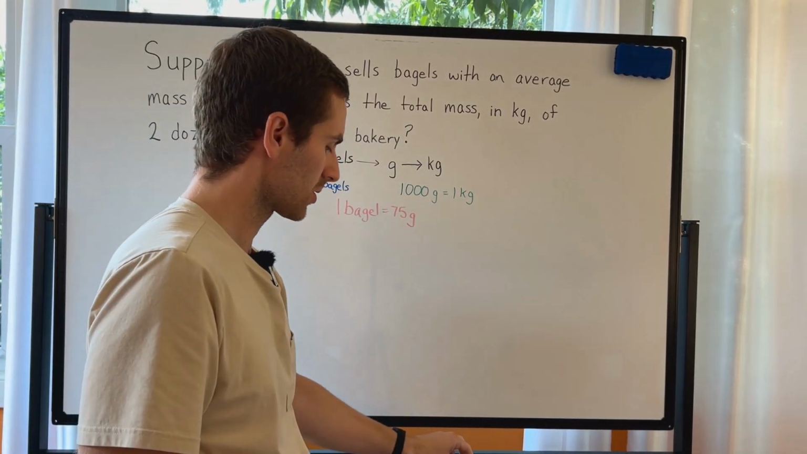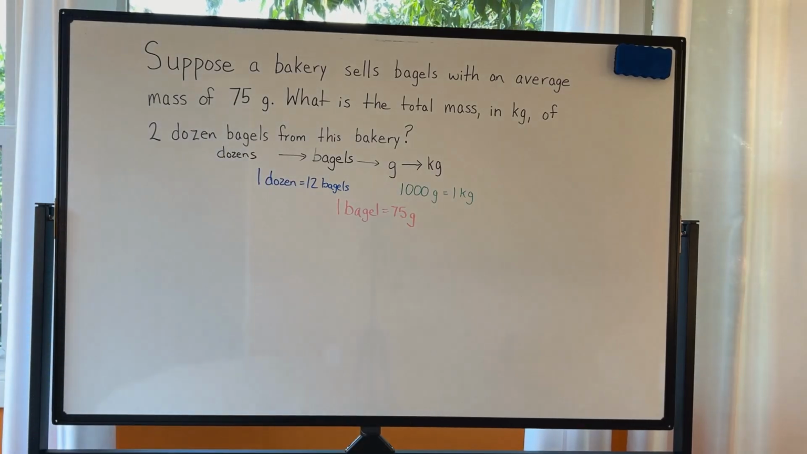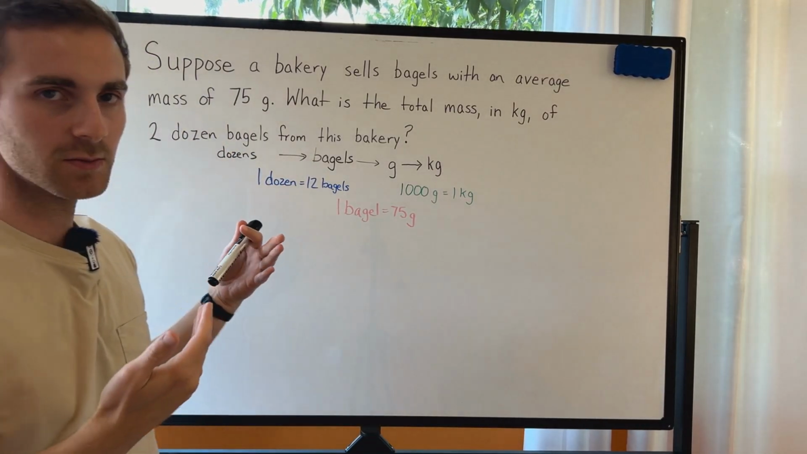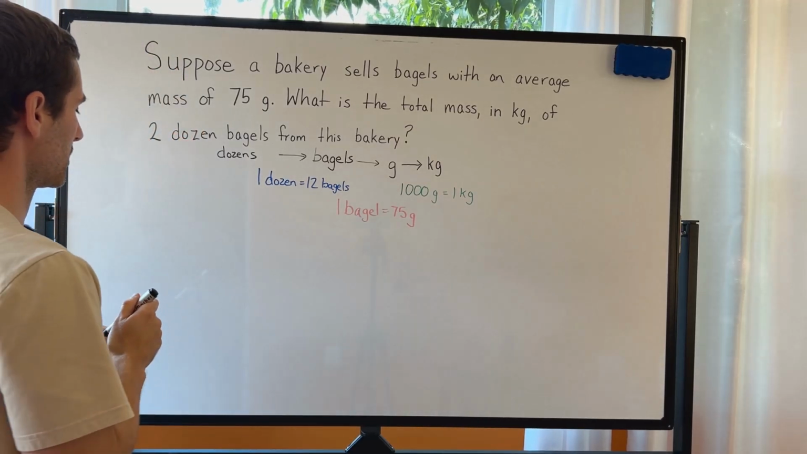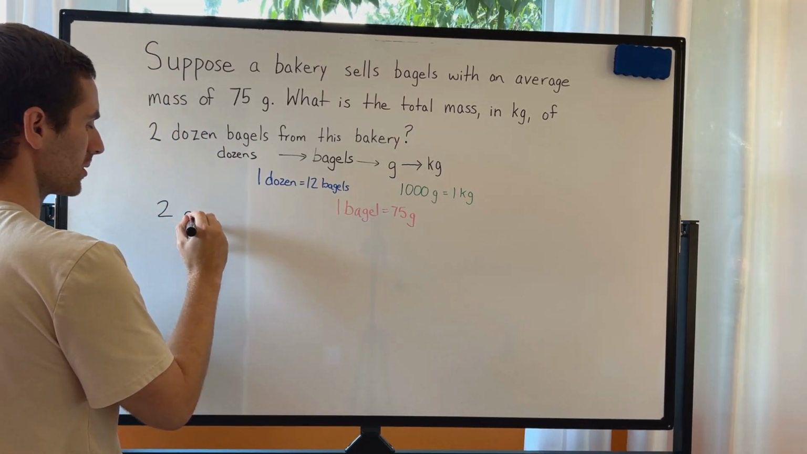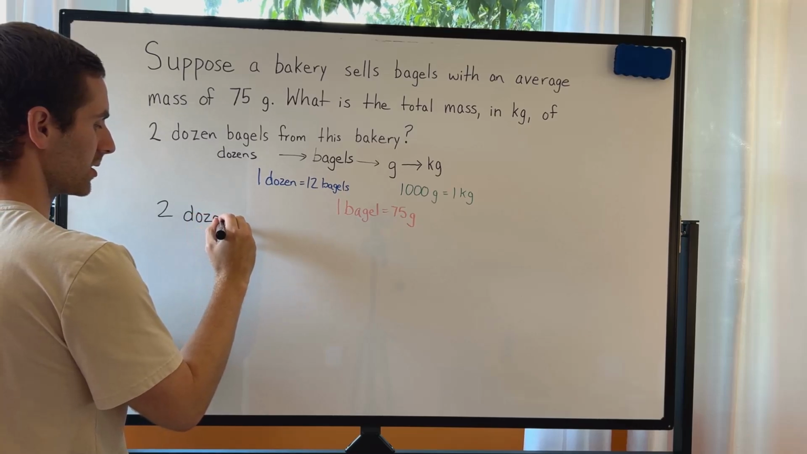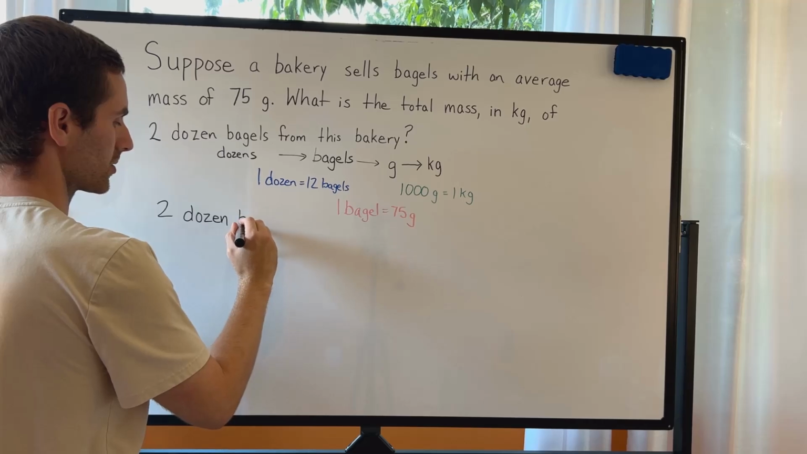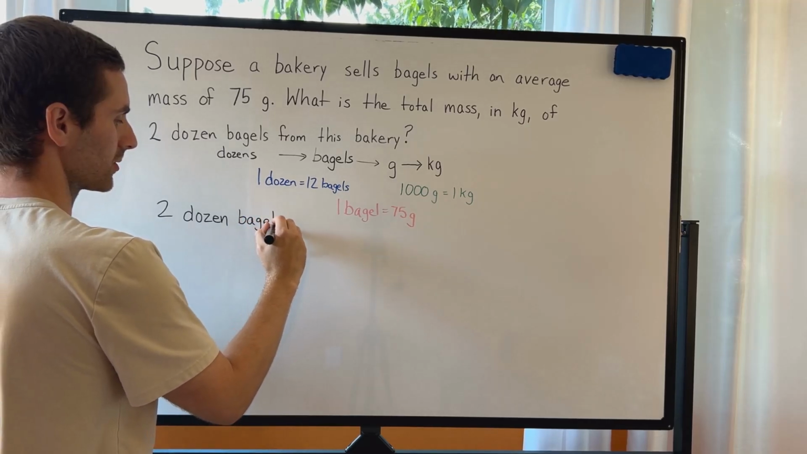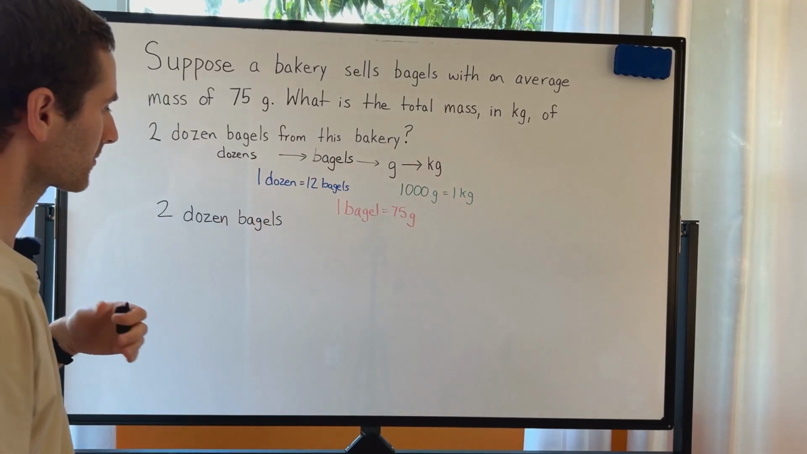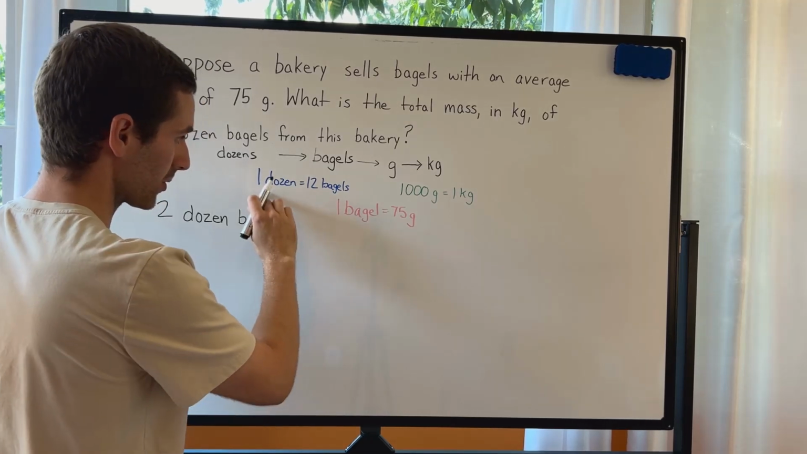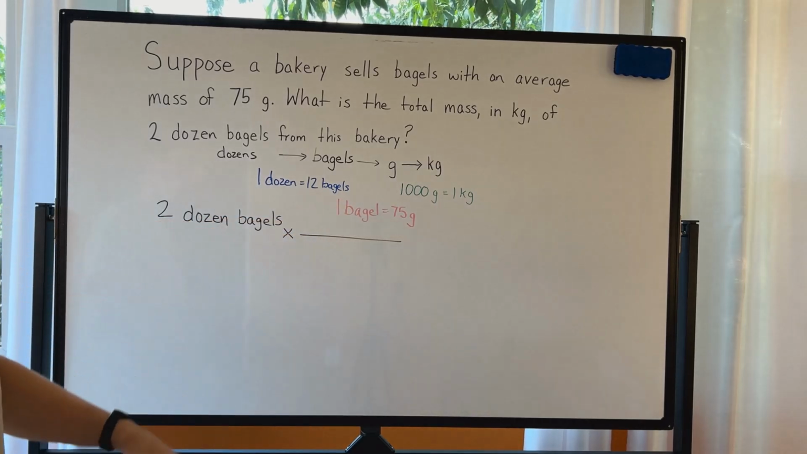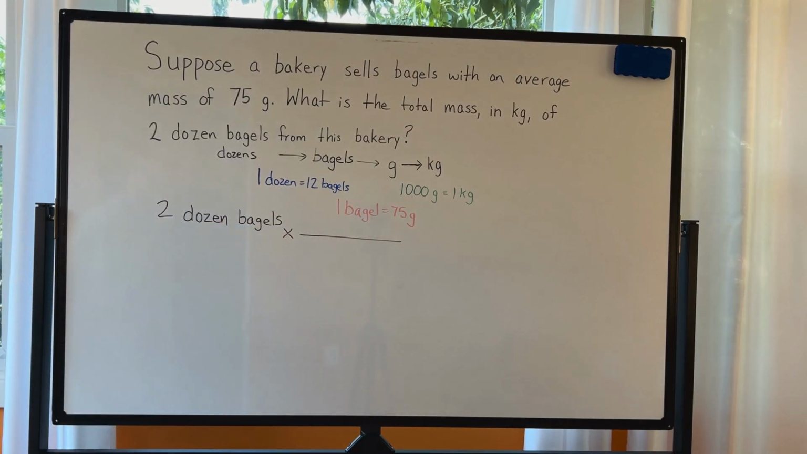Okay, so the way that we're going to do this is we're going to start with the dozens. How many dozen bagels do we have? We have 2 dozen bagels. Okay, or 2 dozens, however you want to write it. And then what I'm going to do, I'm going to use this conversion that there are 12 bagels in 1 dozen, or 1 dozen bagels.